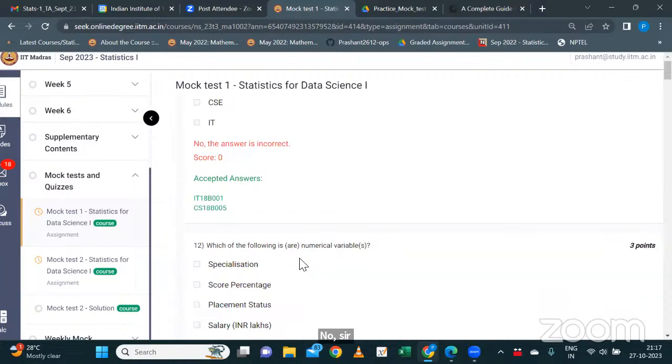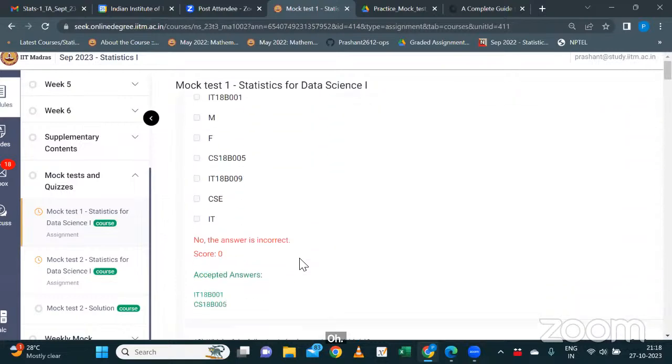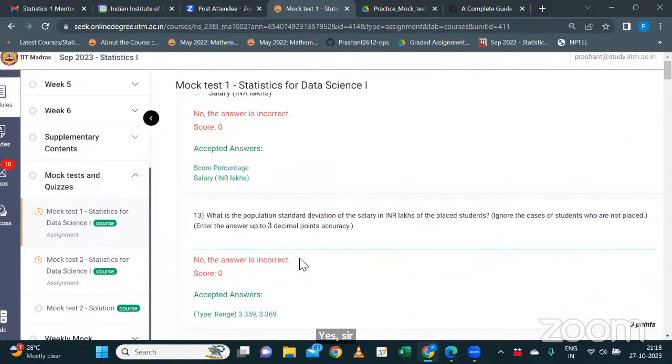Okay. Next question, which of the following are numerical variables? First of all, tell me by seeing the table, which are the numerical variables? Percentage and salary. Right? These are the only two variables on which I can perform mathematical operations, right? Yes, sir. Clear? Now, come to the next question.